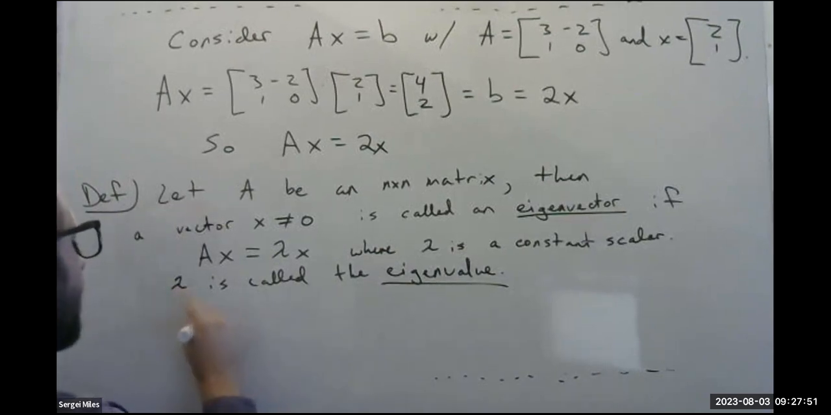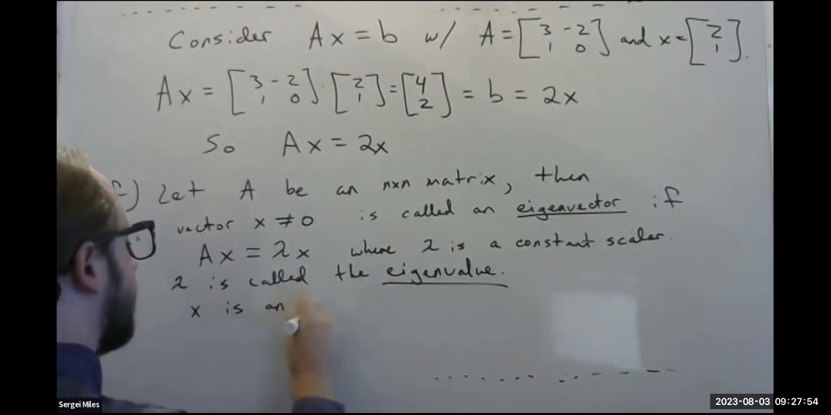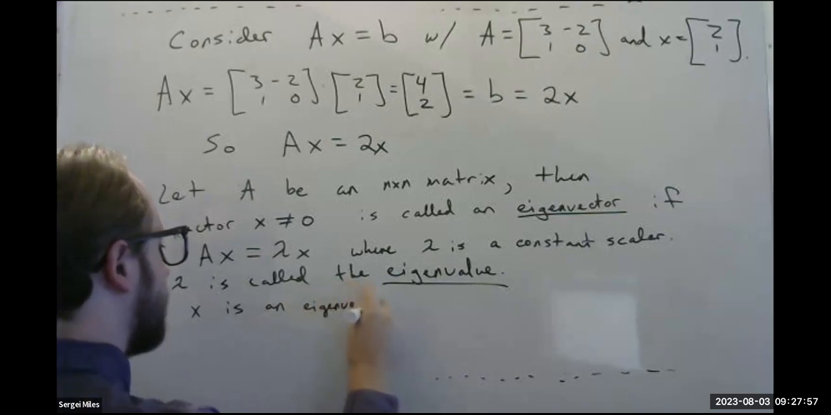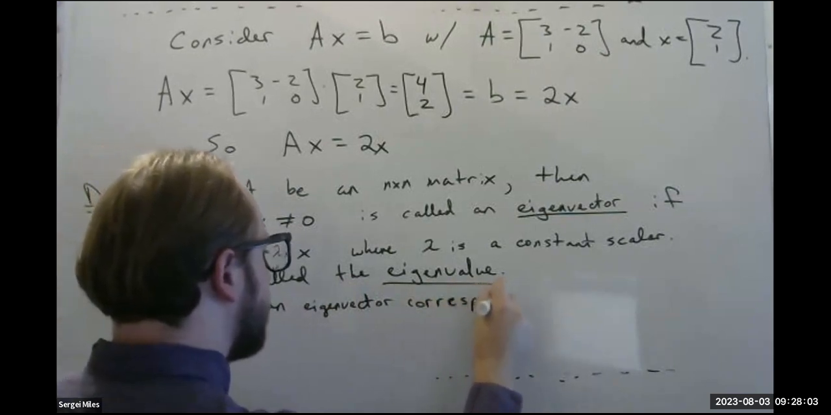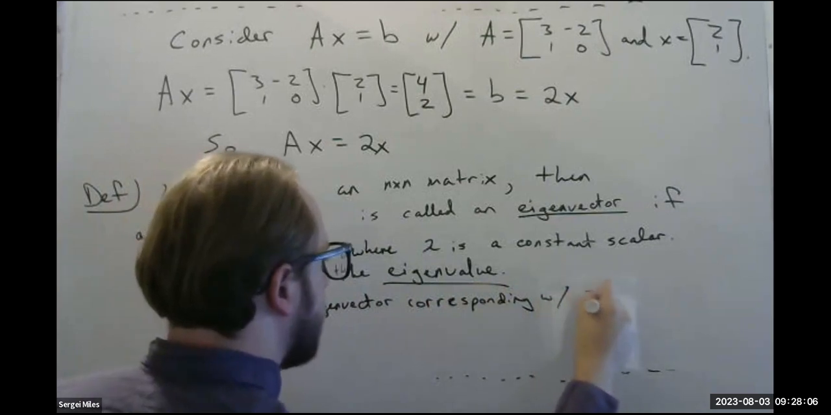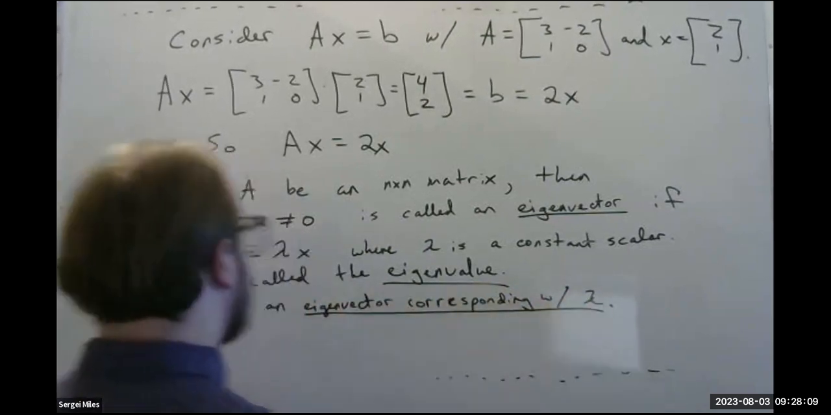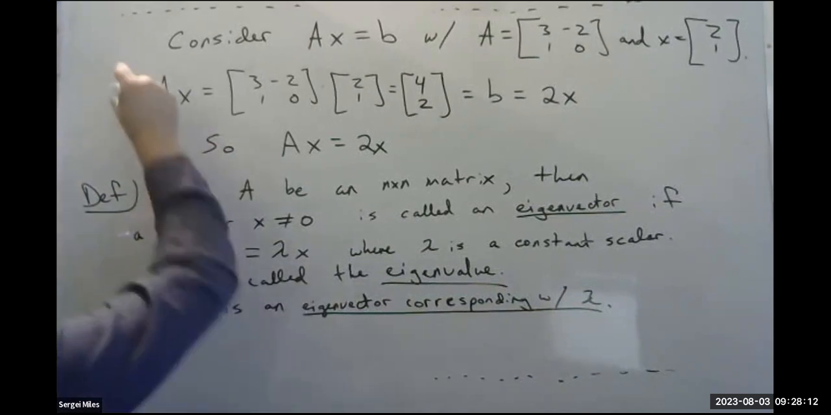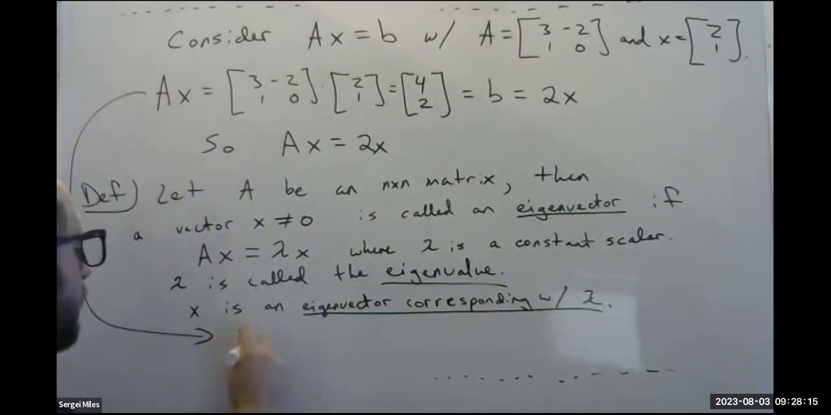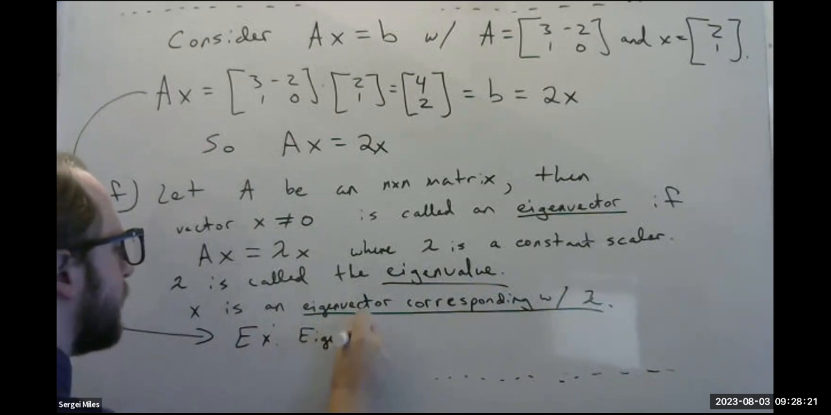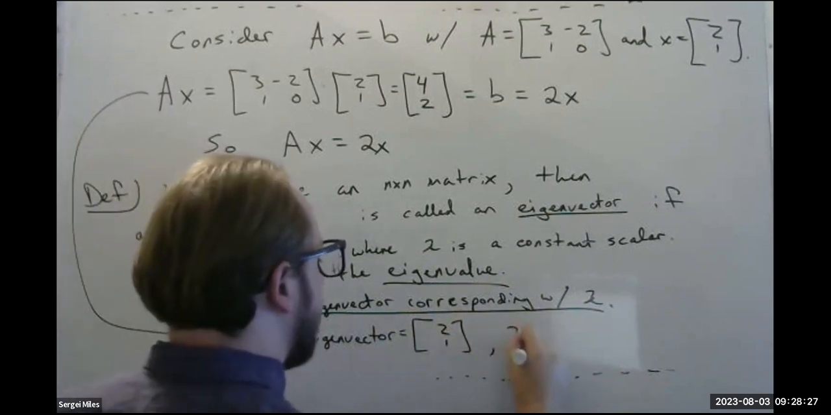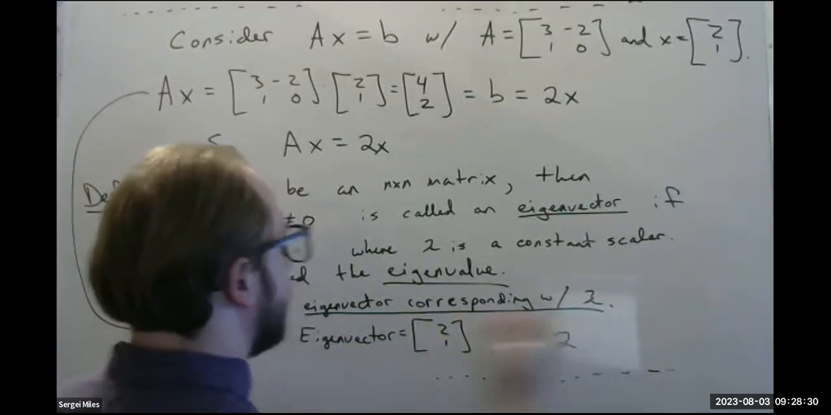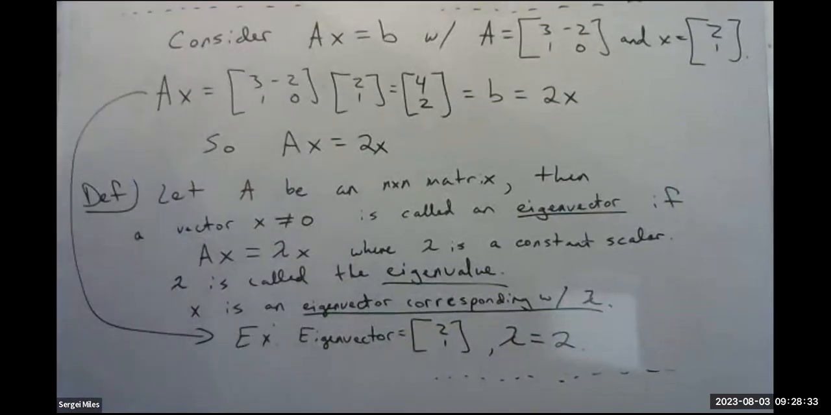So x is an eigenvector corresponding with lambda, right? They come in pairs. The last thing I want to highlight here is, if we go back to the example up above, then in the above example, the eigenvector was the vector 2, 1, and the eigenvalue, lambda, was 2. Okay? So we had that first example.